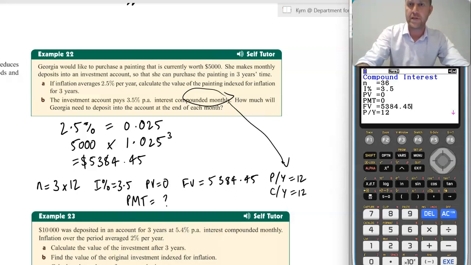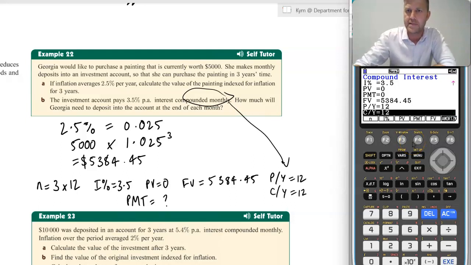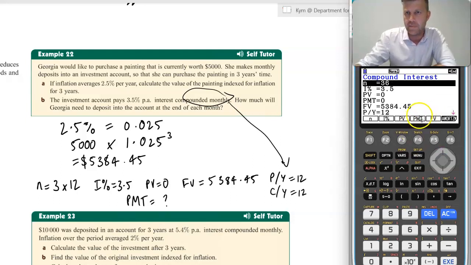$5,384.45. Now, this is going to be a positive value because we're actually looking to withdraw this money. And this is the money that we'll have access to purchase the painting in 3 years' time, or Georgia will at least anyway. PY and CY will remain here as 12. So then we just ask it to calculate PMT by pressing F4.